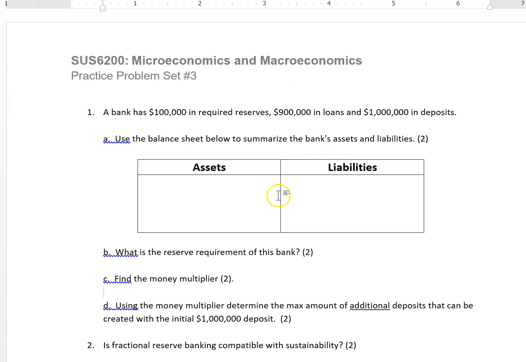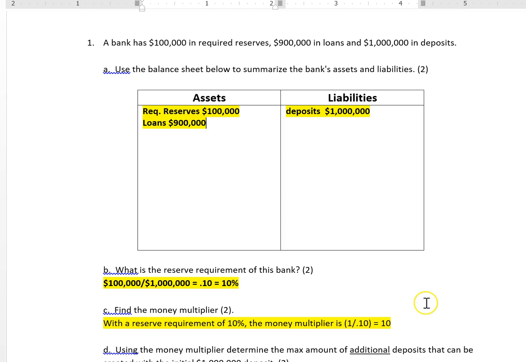So this is enough information for you to set up a balance sheet, assets and liabilities. And a deposit is going to be on the liability side, and reserves and loans are on the asset side. So it's going to look something like this. So the deposit of $1 million is the liability. Now remember, these two have to equal. Required reserves is 100,000 and loans 900,000. So this is $1 million and this is $1 million. So the initial deposit was $1 million and it generated a bank balance sheet as such.